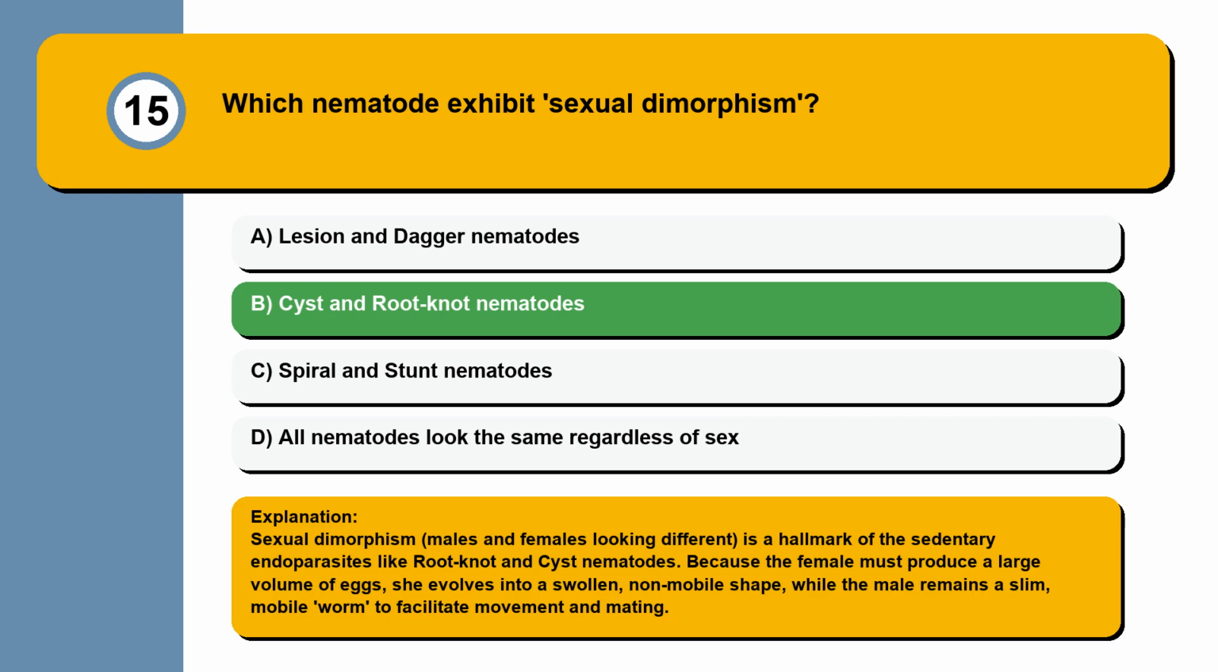Sexual dimorphism, males and females looking different, is a hallmark of the sedentary endoparasites like root knot and cyst nematodes. Because the female must produce a large volume of eggs, she evolves into a swollen, non-mobile shape, while the male remains a slim, mobile worm to facilitate movement and mating.